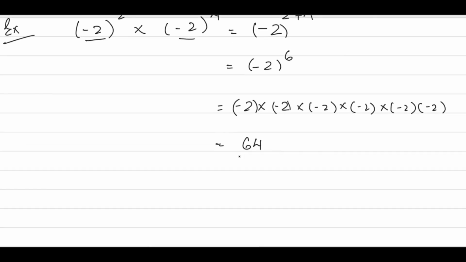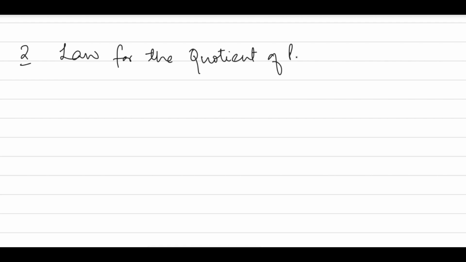Now let's do the second law of exponents, and that second law is the law for the quotient of powers. As the name is suggesting, quotient, it means now our law is for division. It deals with division. So if I have powers with the same base, a exponent m divided by a exponent n, then the base stays the same and the exponents m and n get subtracted.